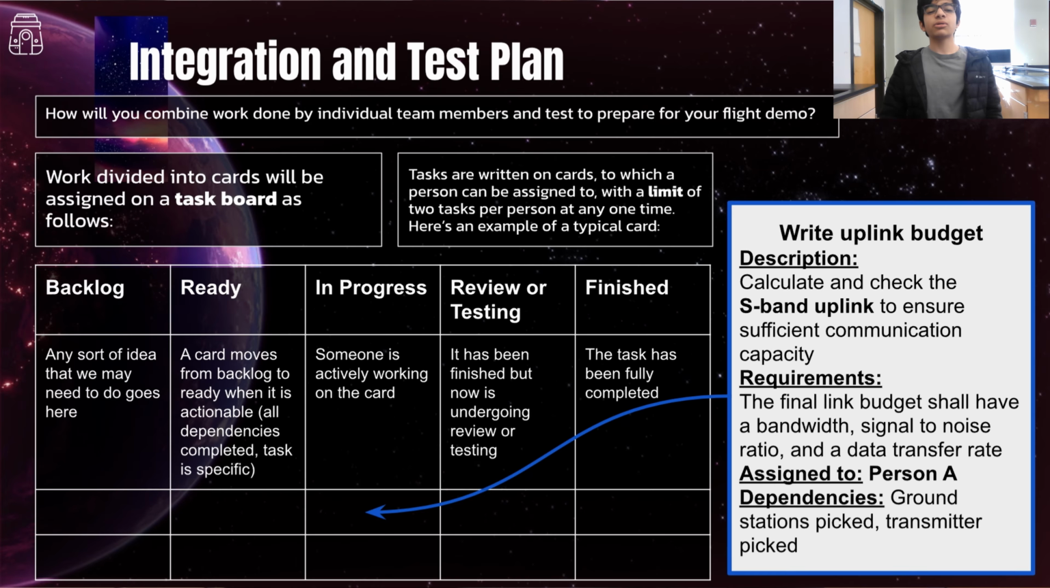We will use a team organization system based on a task board on which work is divided. Tasks are written in cards to which a person can be assigned, with a limit of 2 tasks per person at any one time. A card consists of a title, description, requirements, a slot for someone to be assigned to, and dependencies. In terms of hardware and software integration within each other, we will test subsystems together and integrate them as necessary near the end of development, with each subsystem being tested individually in accordance with the task board.